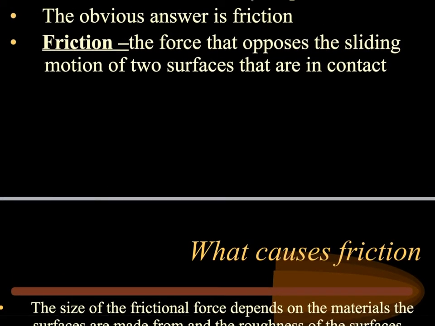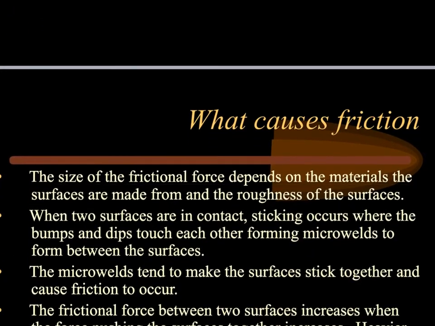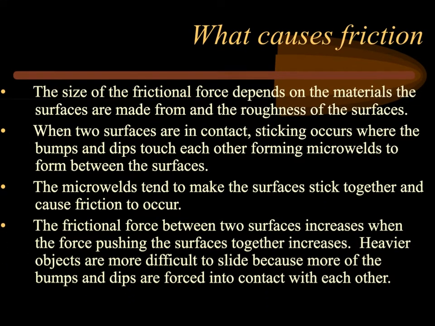Other things that can factor in is friction. Friction is anything that can oppose the sliding motion when two surfaces are in contact. Friction is a force that sometimes is hard to quantify, but we'll talk about that quite a bit as well, where friction is a force that opposes that sliding motion. Here it just talks about what causes friction. I'm actually not going to get into it too much.